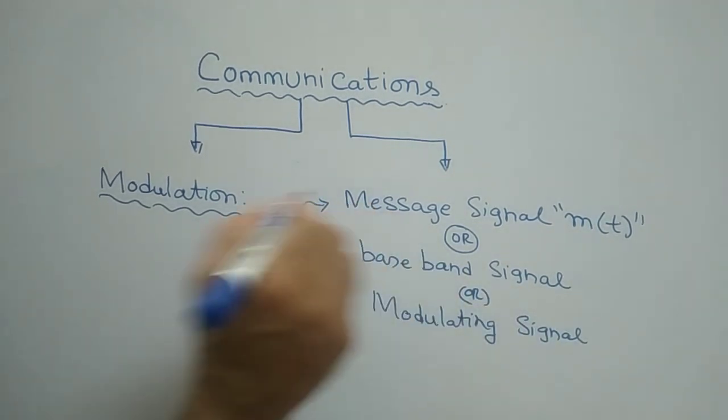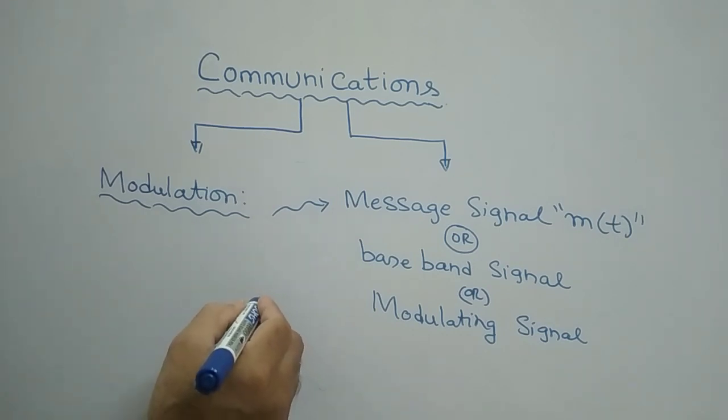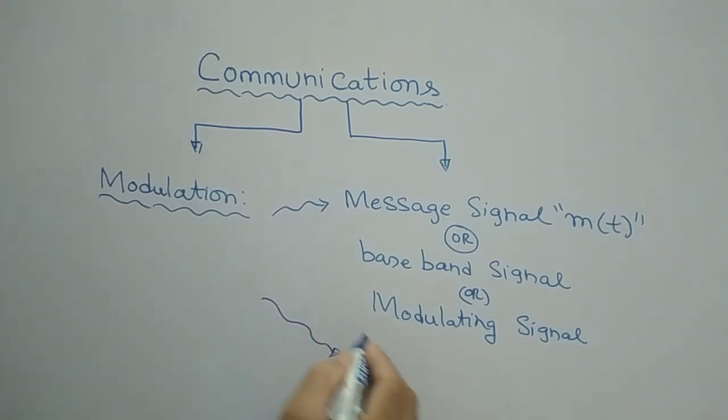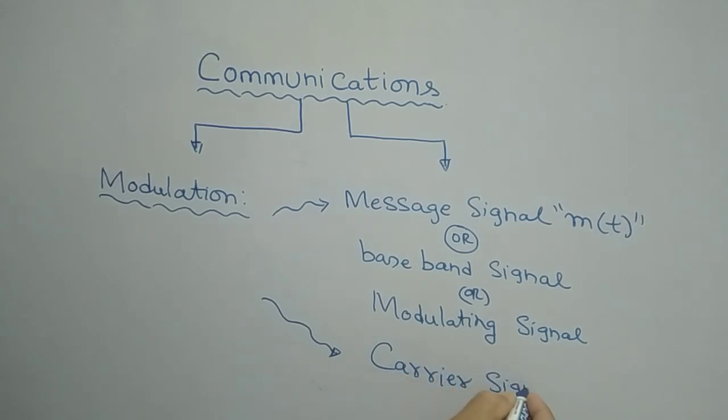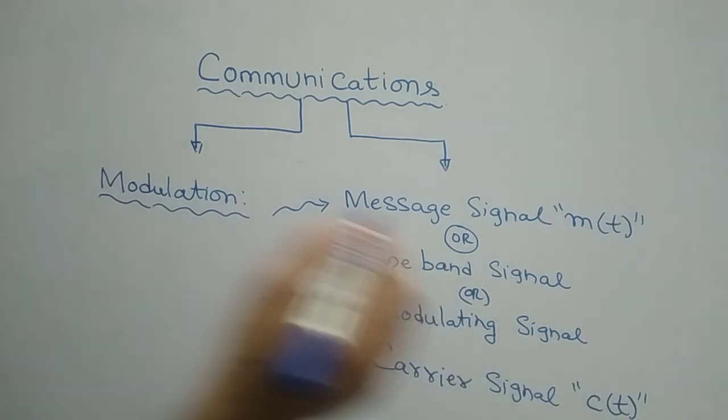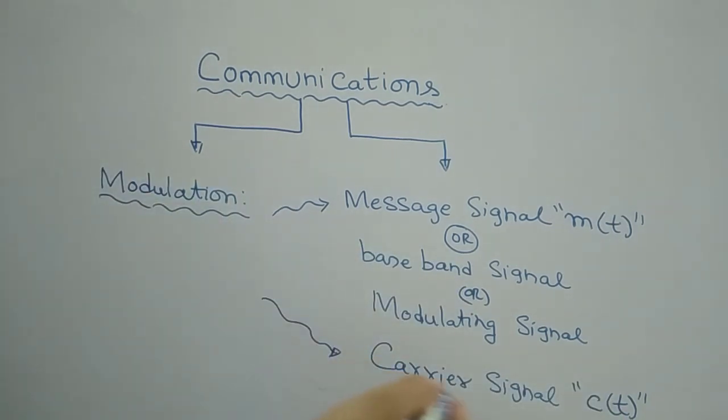This is the one signal which we need, and the other is the carrier signal. What is the carrier signal? The carrier signal is denoted by C of t, because the first letter is C. Again it is a function of time, right?